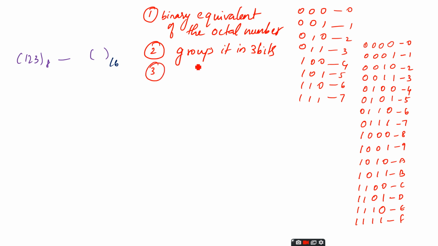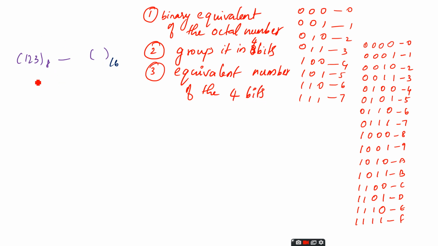Then we have to not group it in 3 bits, we have to group it in 4 bits. Then we have to write the equivalent number of the 4 bits. This is the step.